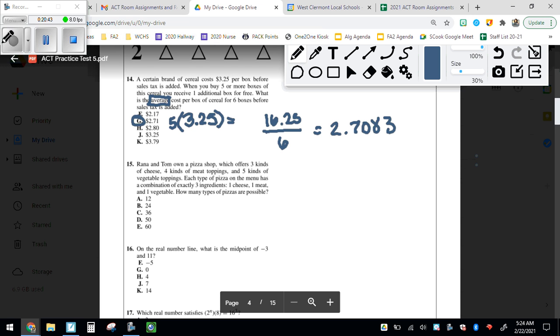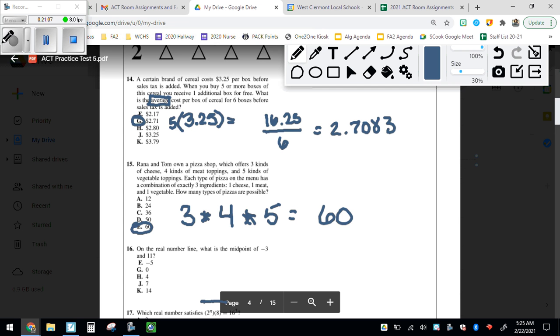Well, there's 3 different kinds of cheese, so you could do 3 kinds of cheese times 4 kinds of meat times 5 kinds of vegetable toppings. So 3 times 4 times 5 means that there are 60 pizzas possible. That's all that there is for that.